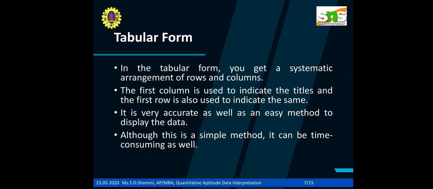So this is about the basics of a bar graph, and next comes the tabular form. In tabular form you get a systematic arrangement of rows and columns. The first column is used to indicate the title and the first row is used to indicate the same. It is a very accurate as well as easy method to display the data, although it is a simple method and it can be time consuming as well.